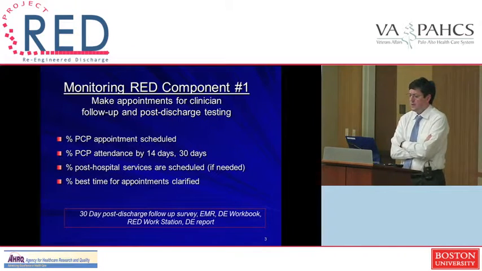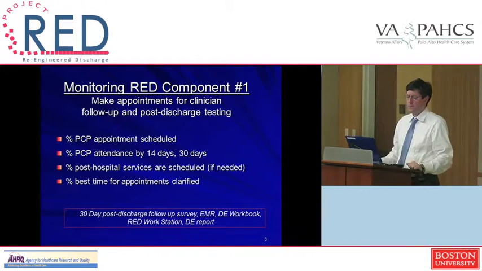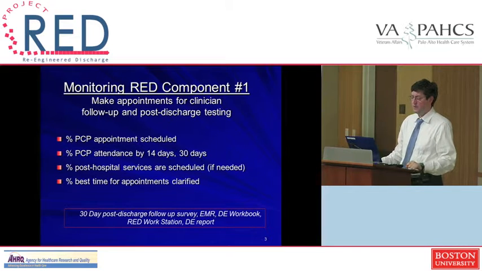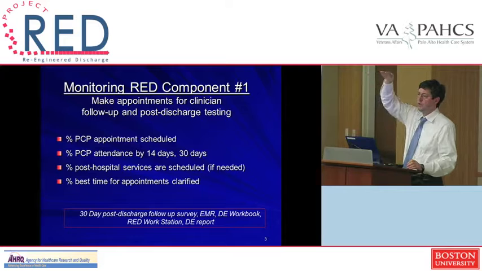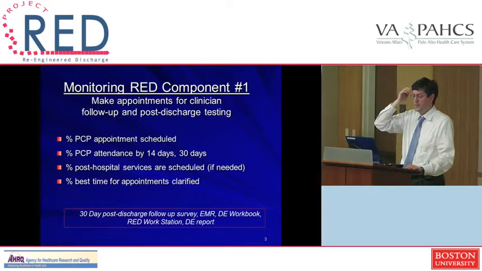So in terms of monitoring, making a follow-up appointment for the clinician and patient discharge testing, some metrics that could be measured: number one is the percent of PCP appointments that are scheduled in the hospital. How many people go home with an appointment and how many people go home without an appointment? You can set as an implementation team what you think the goal number is. Is that 80%, 90%, 100%? And then measure it. Once you achieve whatever the goal is, then you can move on to other things.